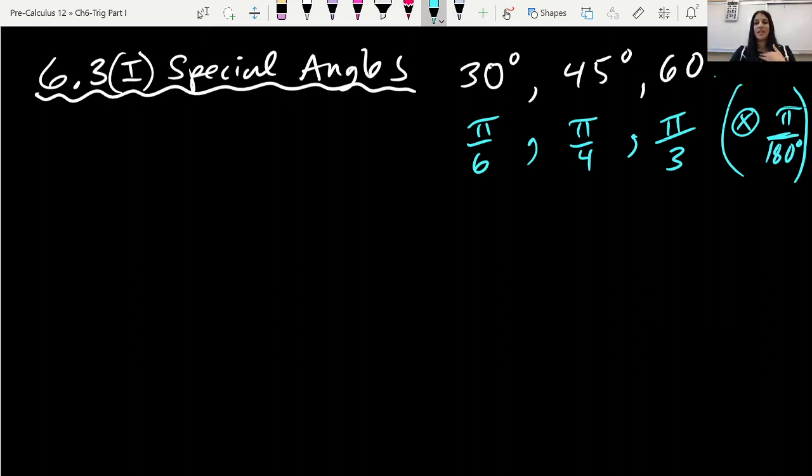They're tempted to say 60 degrees is pi over 6 and 30 degrees is pi over 3. That doesn't make sense. Let's think our way through this. The larger denominator, so pi over 6, is the smaller angle. So it makes sense that 30 degrees would be pi over 6. The larger angle, 60 degrees, would have a smaller denominator when you think of pi over 3 in radians. Makes sense logically if you think about this.